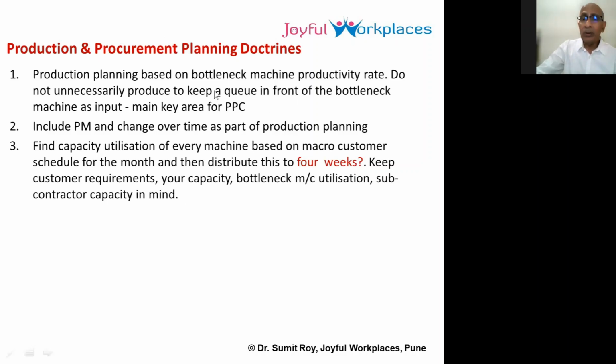Production procurement planning का कुछ doctrines है जो follow करना जरूरी है. Production planning based on bottleneck machine productivity rate. It is very important that you do a value stream and then understand the bottleneck machine. Bottleneck machine, actually, if you read that book from Goldratt, The Goal, you will understand the drum, buffer, rope system, and then the pace of the entire system, actually production flow, is determined by the bottleneck machine. So do not unnecessarily produce to keep a queue in front of the bottleneck machine as input.